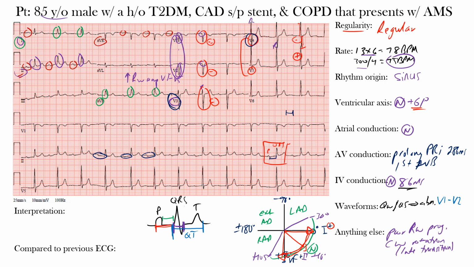And one thing I want you to keep in mind is that R wave progression in the transitional zone in the precordial leads is highly dependent on lead placement, which is still an imperfect science today. Anyways, what's our final interpretation?